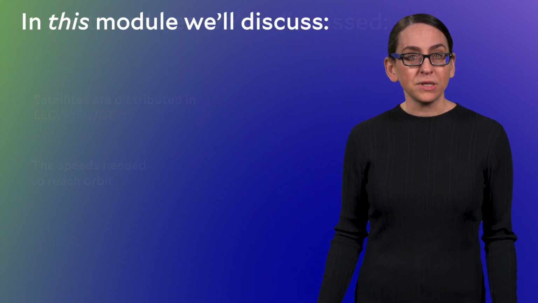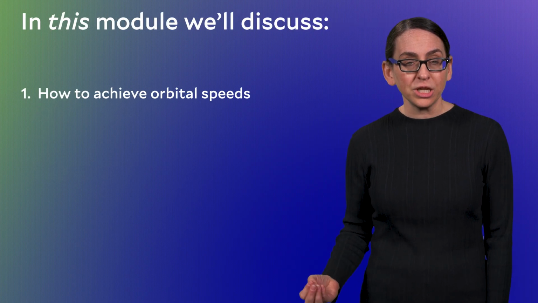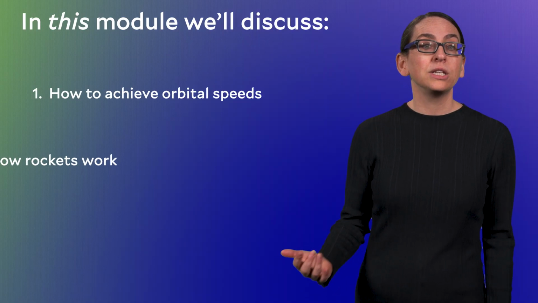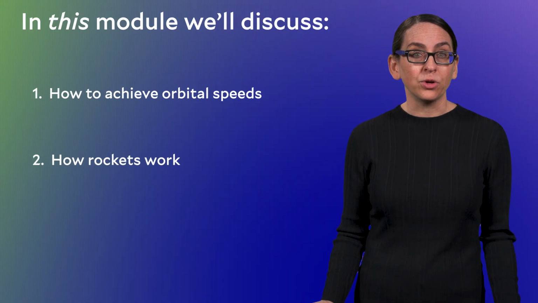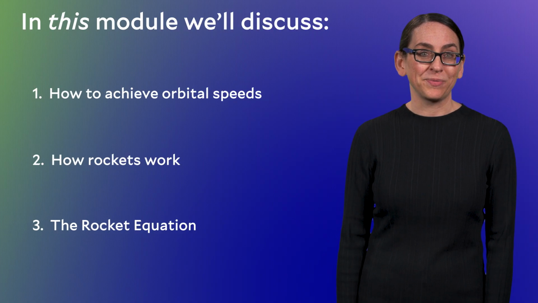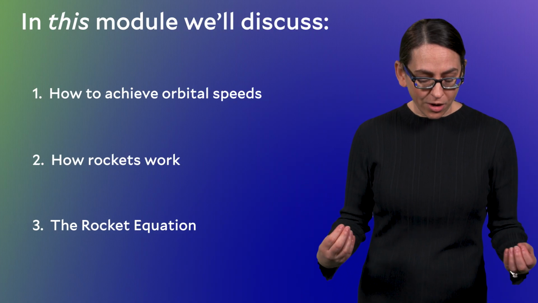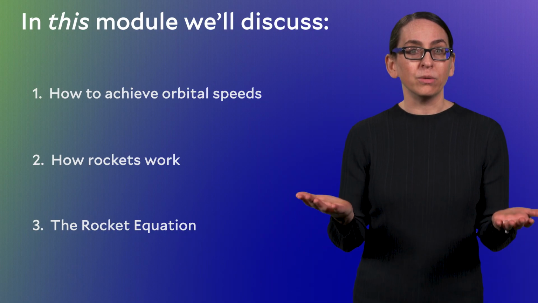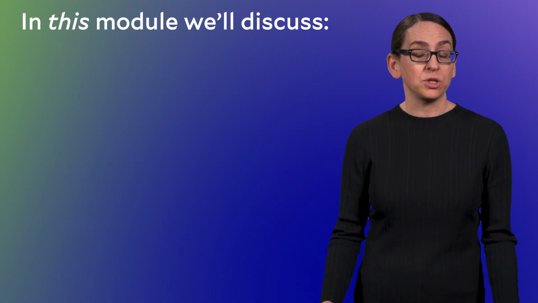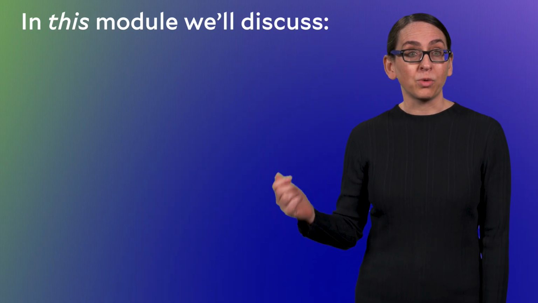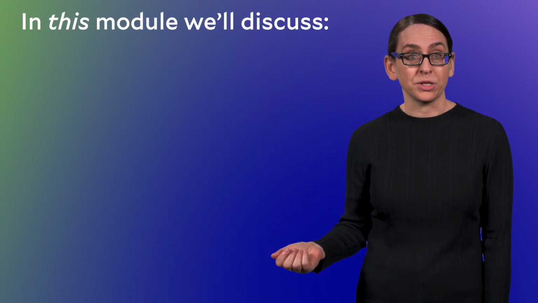So in the next few segments, we'll focus on how to achieve these crazy high speeds. We'll discuss how rockets work, different types of rockets and rocket fuel, and we'll talk about my most favorite equation, the rocket equation. So sitting here at rest on Earth, I'm going to need a lot of force, a lot of oomph to get off the ground to reach those speeds needed to achieve orbit. And spoiler alert, we're going to use rockets to generate this force.